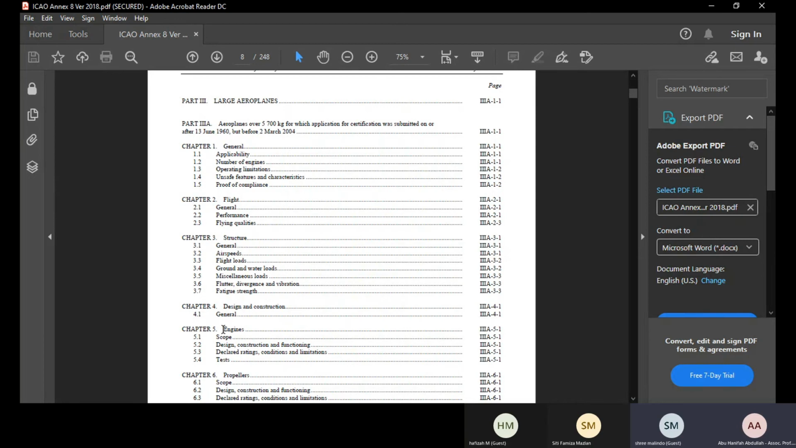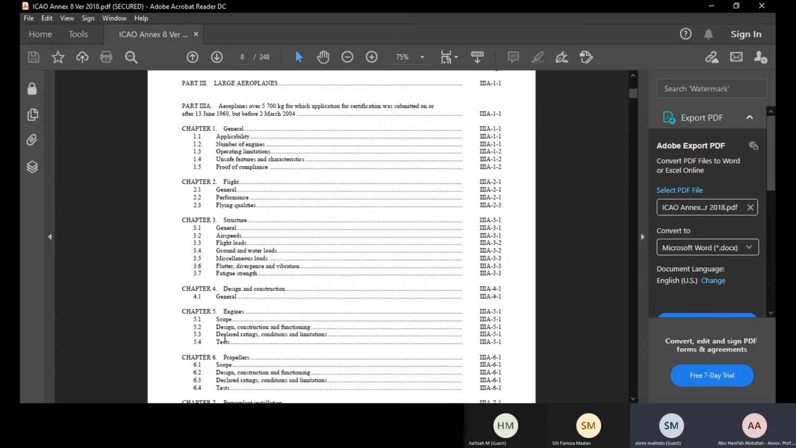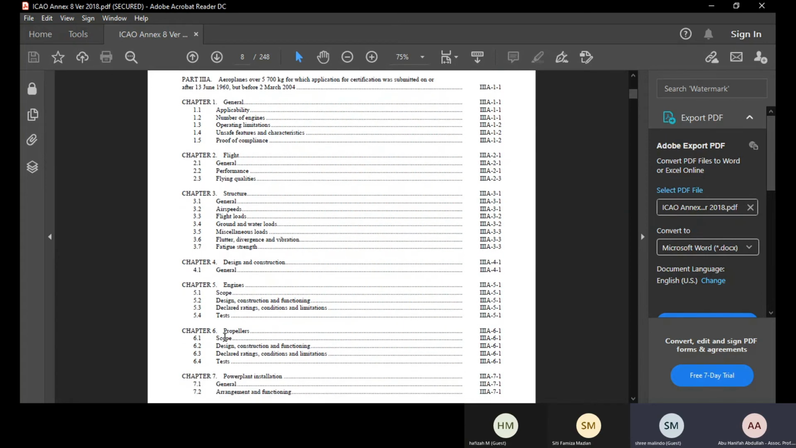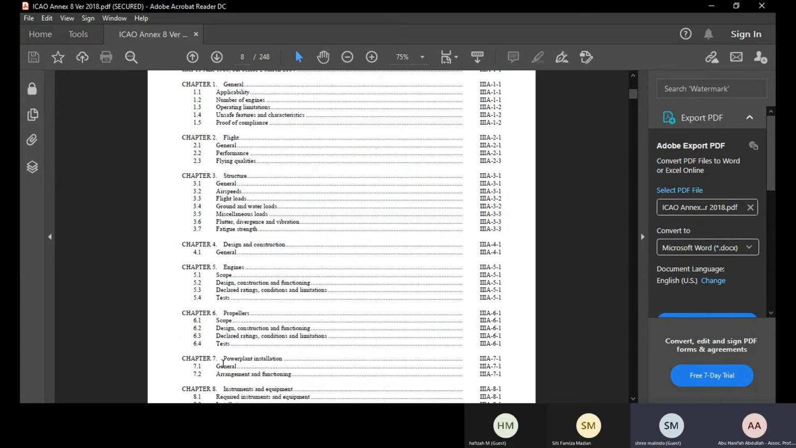And then we have chapter 5, engine. Okay. There's a bit of confusing here because part 4 is engine. No, part 4. Part what? Part 5, sorry. I just forgot. Never mind. So here, basically, power plant. Engine and its system to power the aircraft. 6, propeller. Okay, sorry. Power plant is chapter 7.